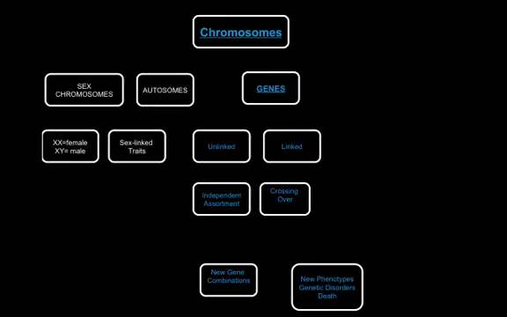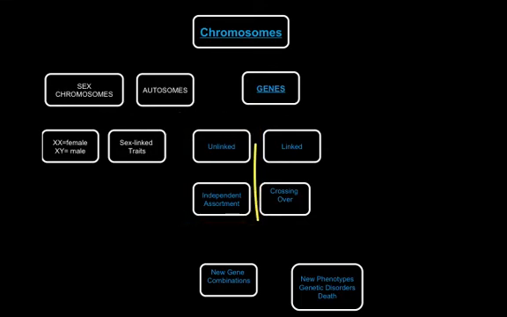So now we look at genes. Genes exist on chromosomes. Genes can either be unlinked, meaning they are passed on to children independently of each other, or they can be linked. In addition to that, genes follow the rule of independent assortment. So genes for any 2 traits will pass on independent of each other as long as they're unlinked.